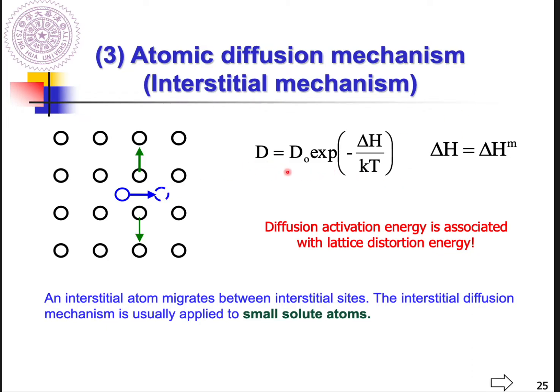So when you write down the expression of diffusivity of this solute atom, it is proportional to exponential minus energy term, and the energy term is only the migration energy. This term is only associated with the lattice distortion during diffusion of this atom, or during the atomic jumping process of these atoms.